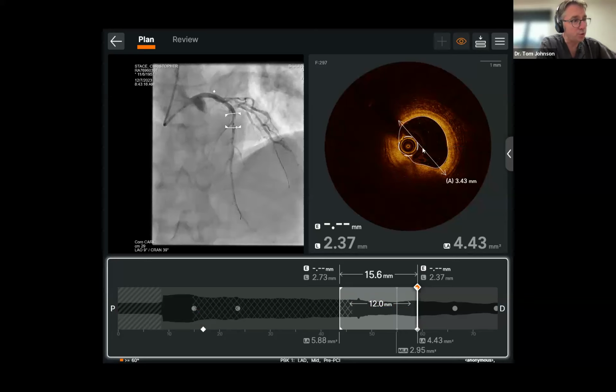Although you're told by the kind of Illumien criteria often to gauge it by downsizing from the EEM, I will sometimes toggle between the lumen and the EEM where there's quite significant discrepancy. So here you've got a lumen that you'd upsize to 2.5, and you've got a media that you'd downsize to 3. That's quite a significant discrepancy.